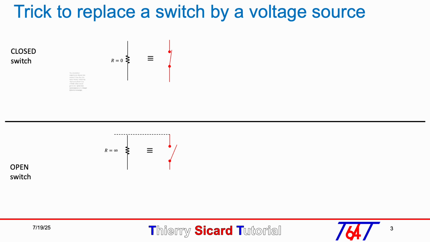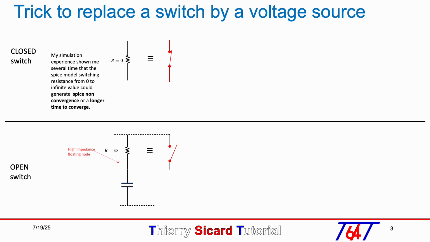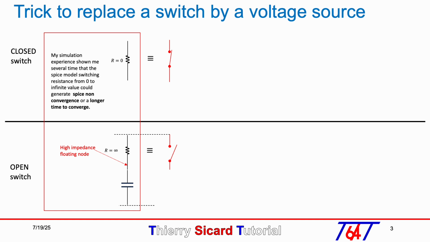My simulation experience has often shown me that switching the SPICE model resistance from 0 to an infinite value can result in the SPICE model not converging or in a longer convergence time. Furthermore, if the switch is used to connect a capacitor when it is open, thus the resistance R being infinite, the connection node between the capacitor and the infinite resistor is a high impedance floating node, which again does not help the convergence of the SPICE simulator.